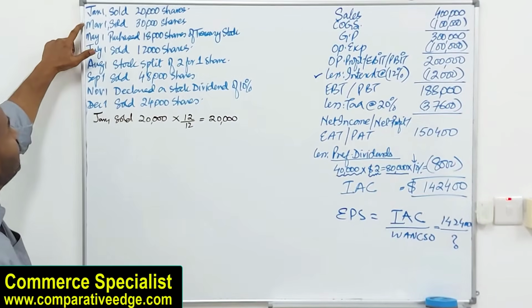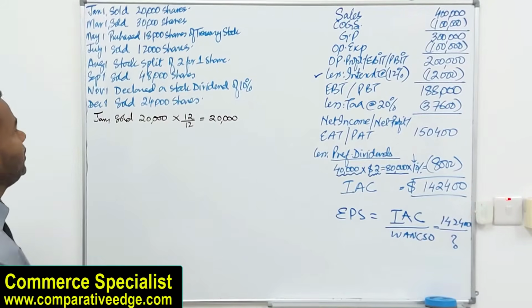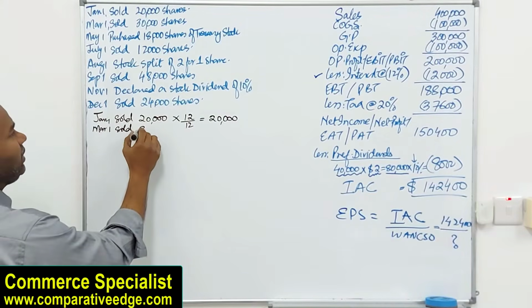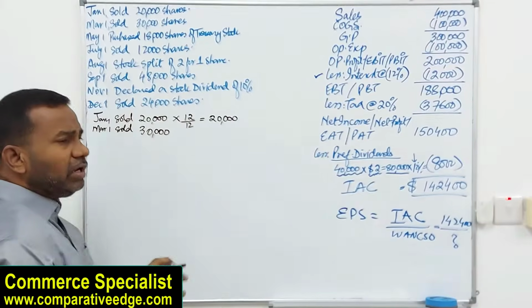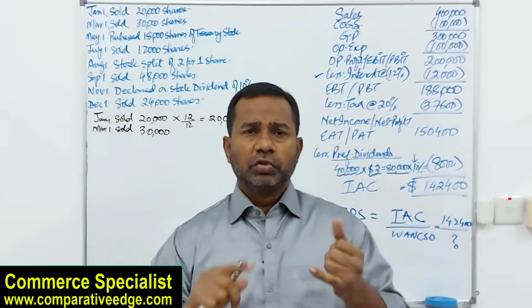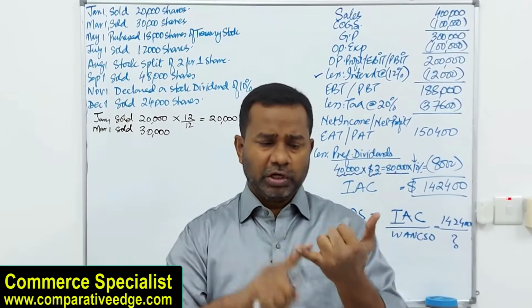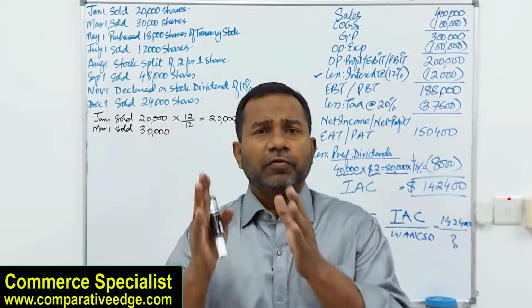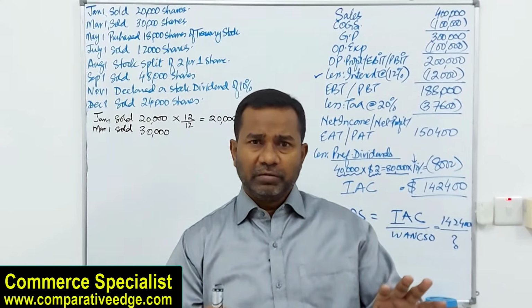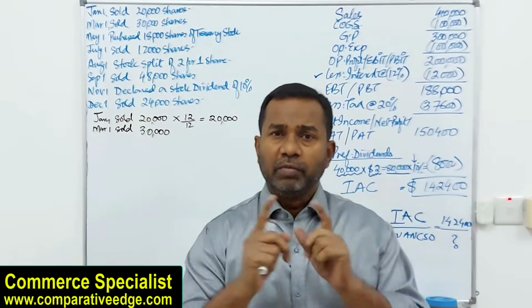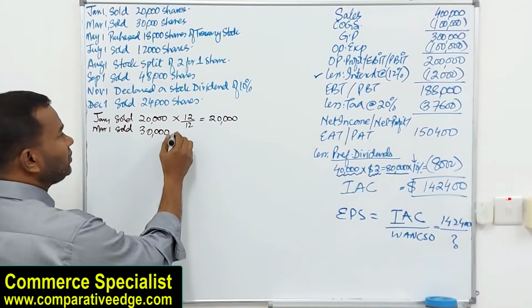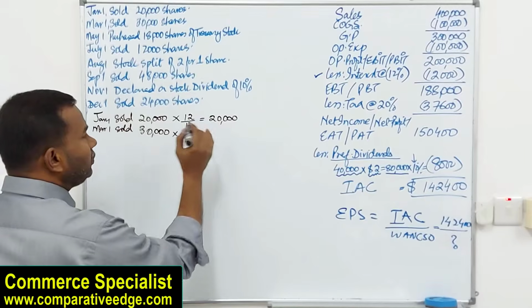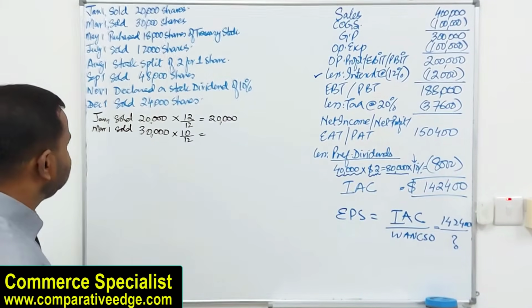Likewise, if you look at the second one, it says March 1st. You're selling shares on March 1st, again 30,000. But here you need to remember, you're selling in March. Counting from 1st of March: March, April, May, June, July, August, September, October, November, December. So shares which were sold on 1st of March remain outstanding for 10 months. So I'm going to multiply this by 10 over 12, and they will be equal to some number of shares which I'll calculate now.